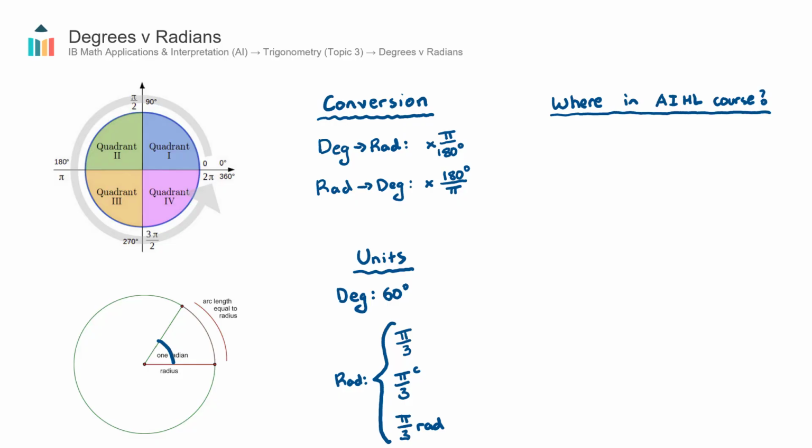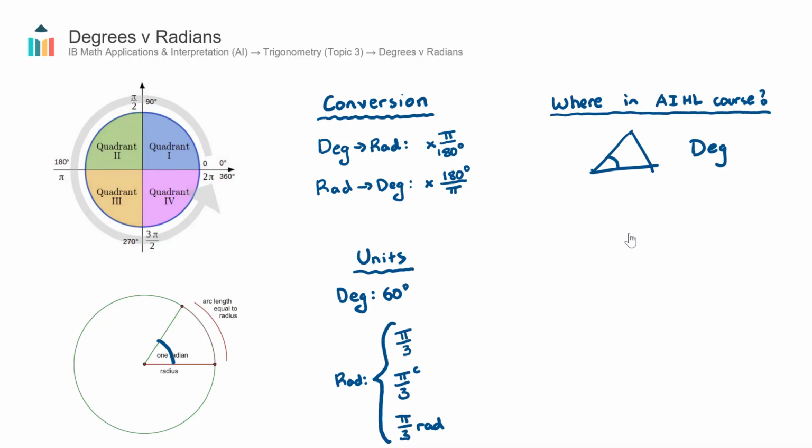Okay, let's talk about where degrees and radians appear in the AIHL course, and for each of these concepts, which one is used more often. The first is just basic triangle trigonometry. So for example, a triangle, and you're trying to find this angle using the sine rule. Whenever we're dealing with just sort of triangles or shapes, then we usually just use degrees. It's pretty rare that you'll be given an angle in radians. So that's the first way.